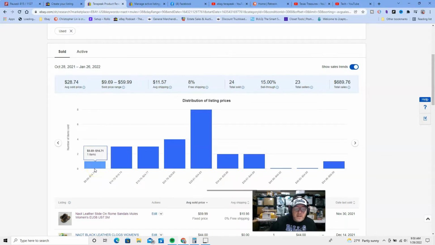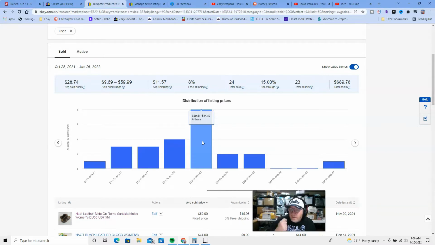Like at this low price range, one sold. Like they sold too cheaply. At the high price range, this person got a lot of money, between $54.99 and $59.99. One sold. The heart of the selling, the heart of the median, is 8 items sold between $29.81 and $34.83.